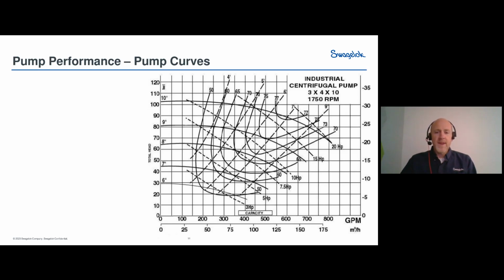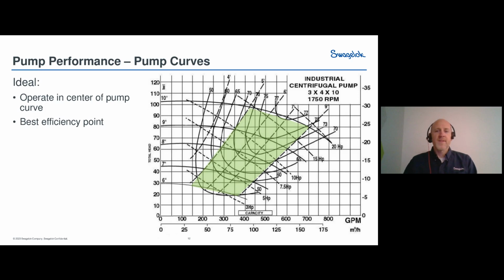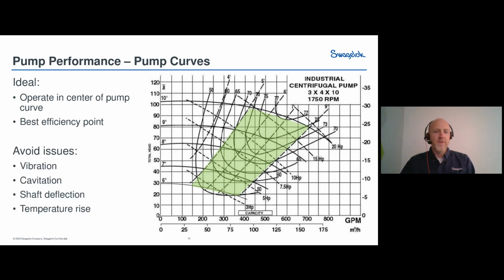And we really want to be in kind of that Goldilocks zone there in the middle, where that's really where we can have the best efficiency. That's where our pump is going to be happiest, where we're going to see a minimum amount of vibration. We're going to avoid that cavitation, that shaft deflection, those temperature rises. We want to be as close to that best efficiency point as we possibly can because we're going to avoid those issues. And as a result, we're going to potentially extend the life of our seals because we're not going to have those issues translated into reduced seal life.